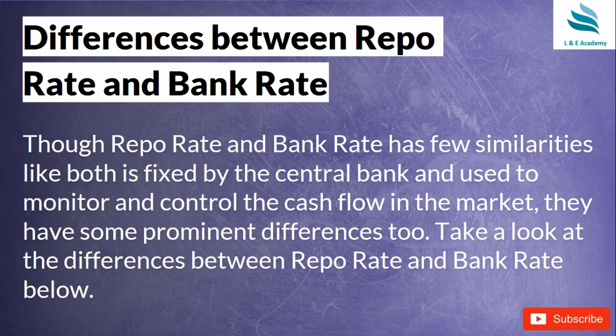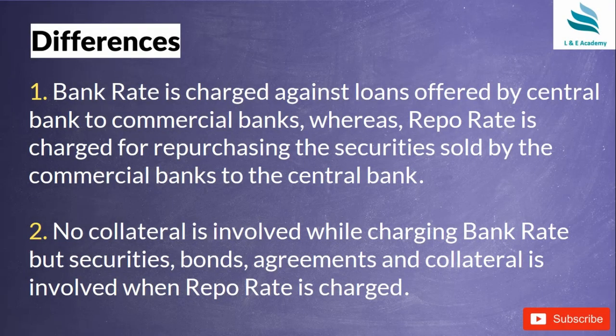So, the difference between repo rate and bank rate. Though repo rate and bank rate have a few similarities, like both are fixed by the central bank and used to monitor and control the cash flow in the market, they have some prominent differences too. Now let's take a look at the differences. Bank rate is charged against loans offered by the central bank to commercial banks, whereas repo rate is charged for repurchasing the securities sold by the commercial banks to the central bank.